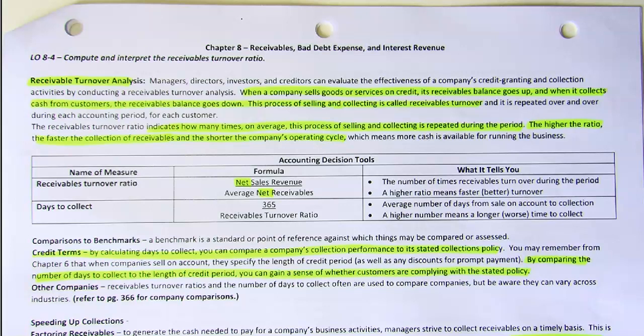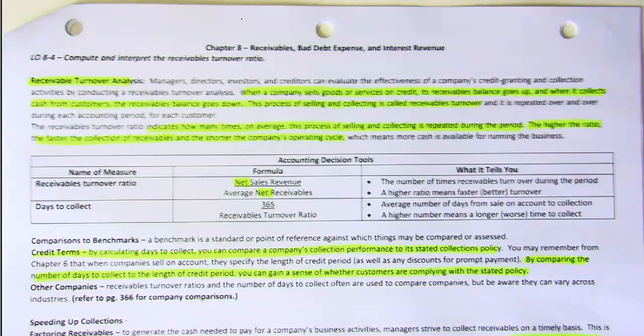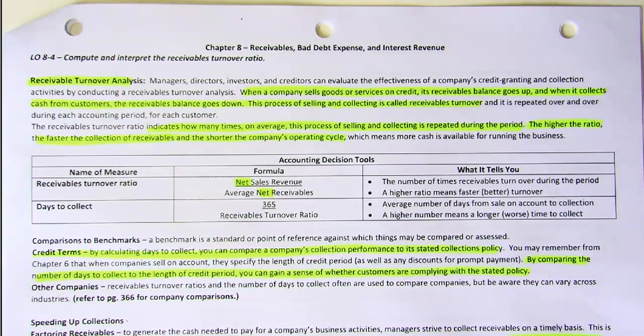Welcome to the last mini lecture for Chapter 8, and that is Learning Outcome 8-4, Compute and Interpret the Receivables Turnover Ratio. Just like we have metrics or ratios for assessing things like inventory turnover, we also have ratios for assessing our ability to collect on our accounts receivable, in other words, to collect amounts owed to us from our customers.